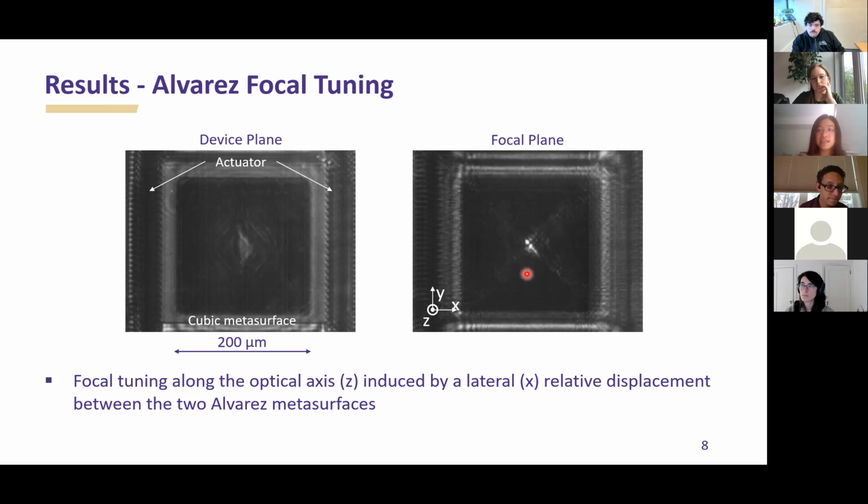In this case, when we apply voltage, again, on the left side, the top metal surface is pulled towards the left. So we are increasing the center-to-center gap between the two metal surfaces. And this moves the focal spot away from the device. So that's how, when we introduce a displacement along X, we have a focal spot position change along Z. That's how Alvarez works. And we fabricate them with the help of metal surface.